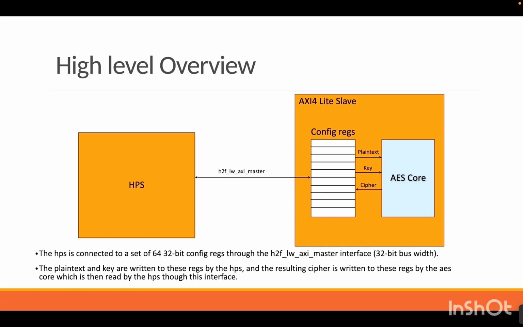Once written, the AES core picks them up, performs encryption in hardware, and writes the resulting ciphertext back into the registers. The HPS then reads the ciphertext through the same AXI interface. This setup ensures tight coupling between software and hardware, allowing high-speed data transfer and hardware acceleration of the encryption process.